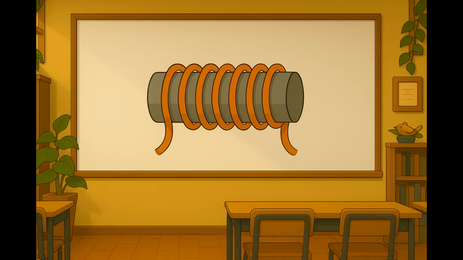Our diagram would show this cylindrical coil, clearly indicating its length, its radius, the number of turns of wire, and the direction of the current flowing through it. We also sketch the magnetic field lines running through its core, showing their uniform nature.